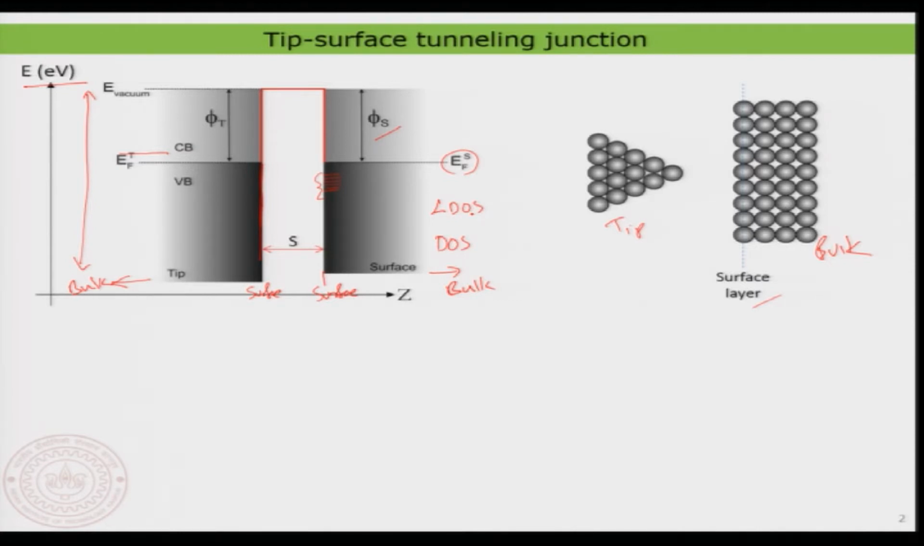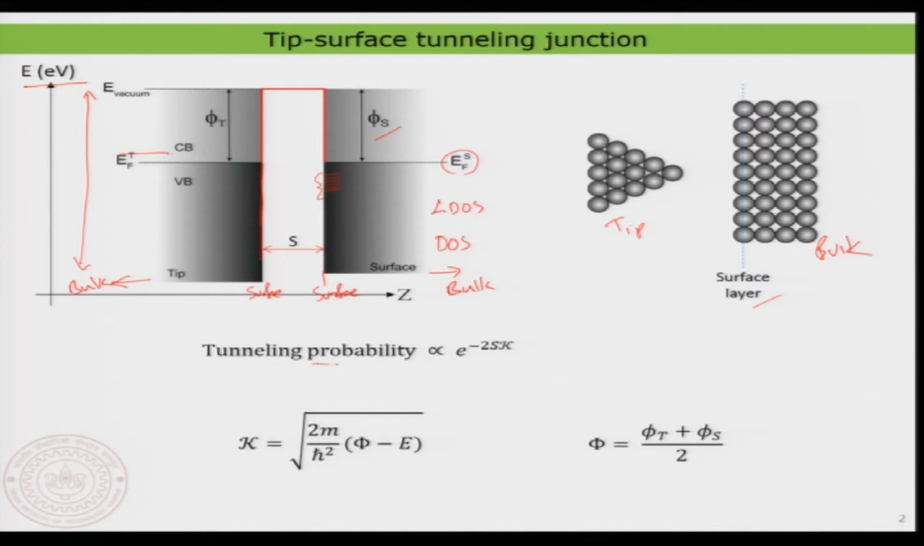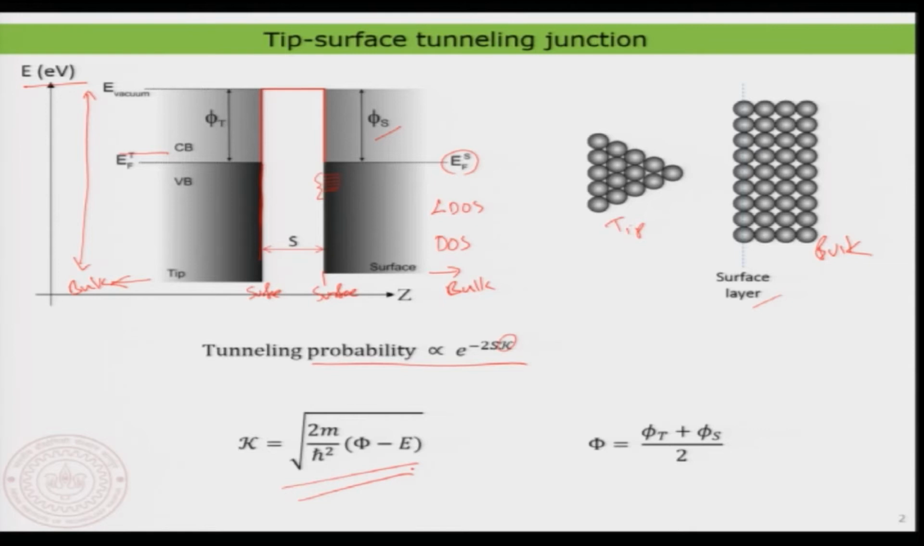Now, we also familiarized ourselves yesterday with something very important, which is the tunneling probability. It is the probability that an electron can tunnel from the tip to the sample or from the sample to the tip, which is strongly dependent on the decay constant. The decay constant directly contains the average work function and also the distance between the tip and the sample.